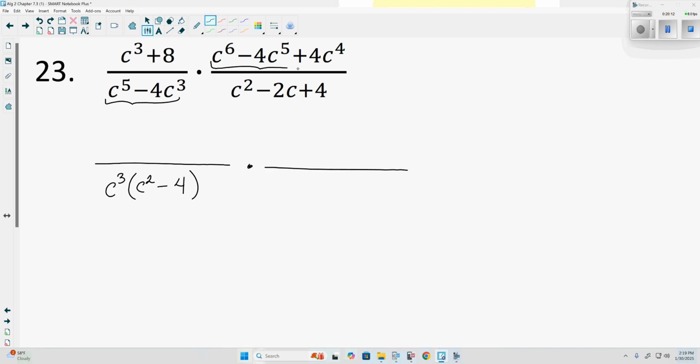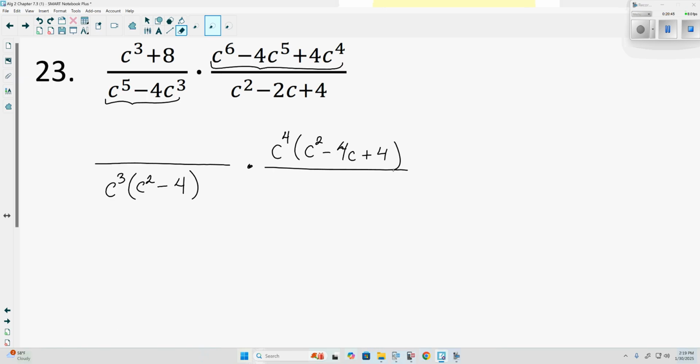Let's look at this other one here. C to the 6th minus 4c to the 5th plus 4c to the 4th. Greatest common factor of c to the 4th. And again, it's going to reduce each of these here by a factor of 4, leaving us with c squared minus 4c plus 4. So that's greatest common factor.